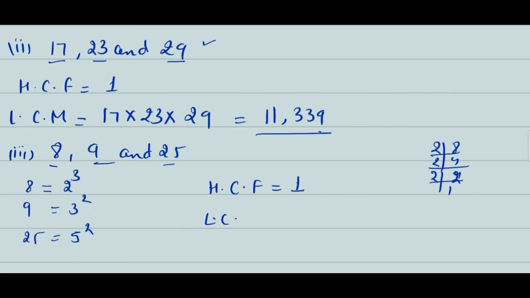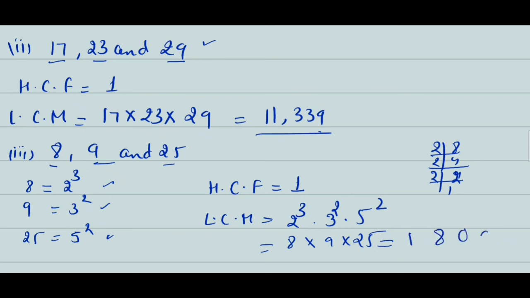And what is the LCM? The LCM will be simply the multiplication of these numbers. 2 raised to power 3 into 3 raised to power 2 into 5 raised to power 2, which is equal to 8 into 9 into 25, which is equal to 1800.